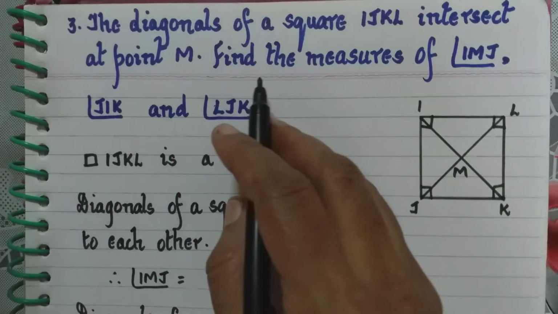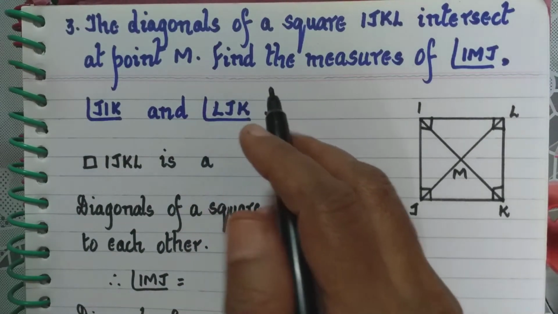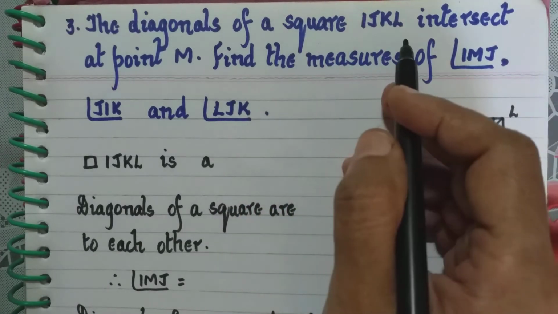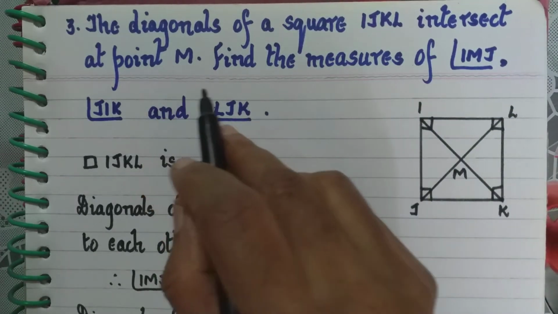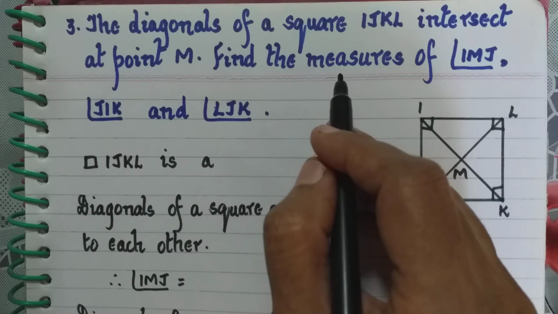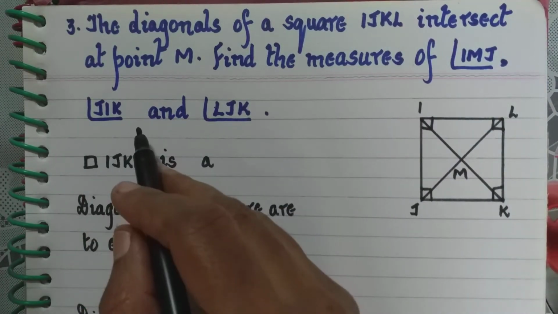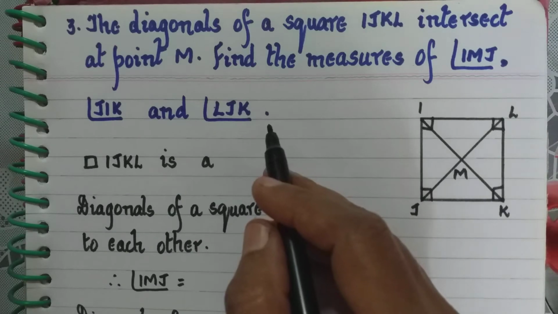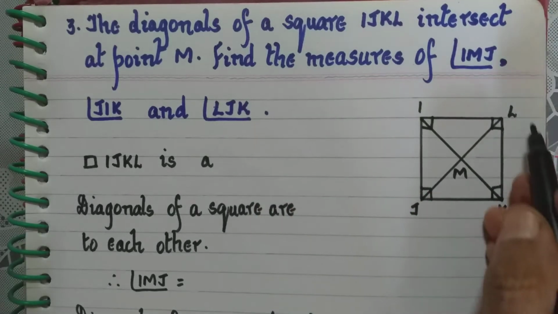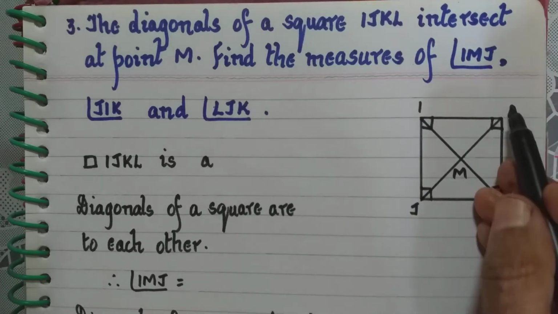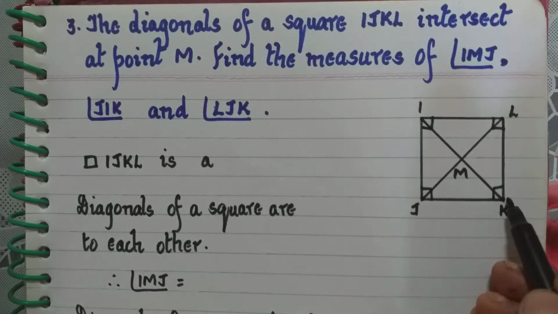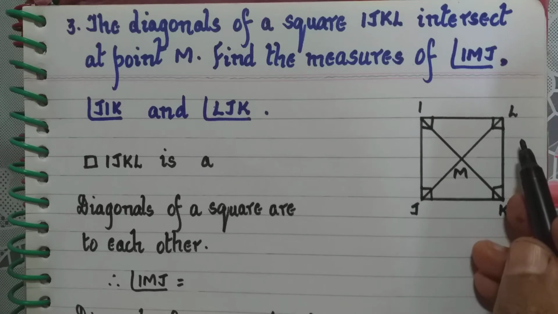Coming to the third question of practice set 5.3, the diagonals of a square IJKL intersect at point M. Find the measures of angle IMJ, angle JIK, and angle LJK. Now, what is the quadrilateral given to us? IJKL. What is the quadrilateral? It is a square. Okay.